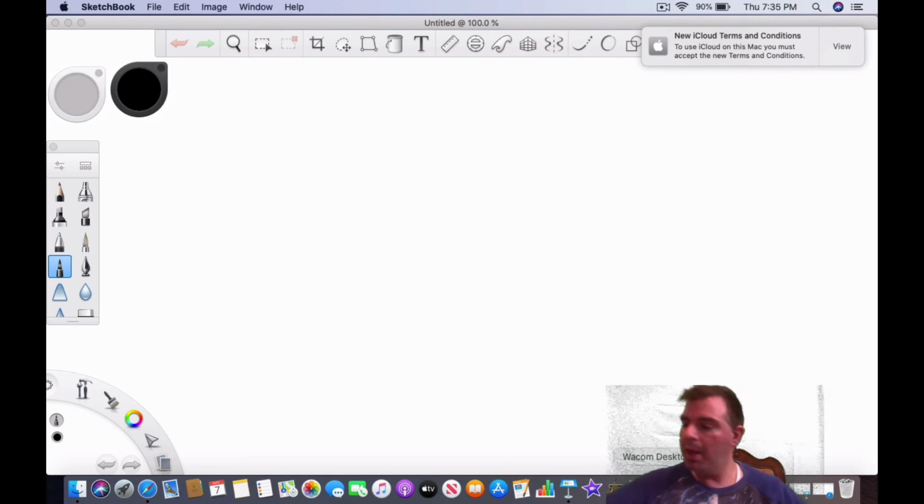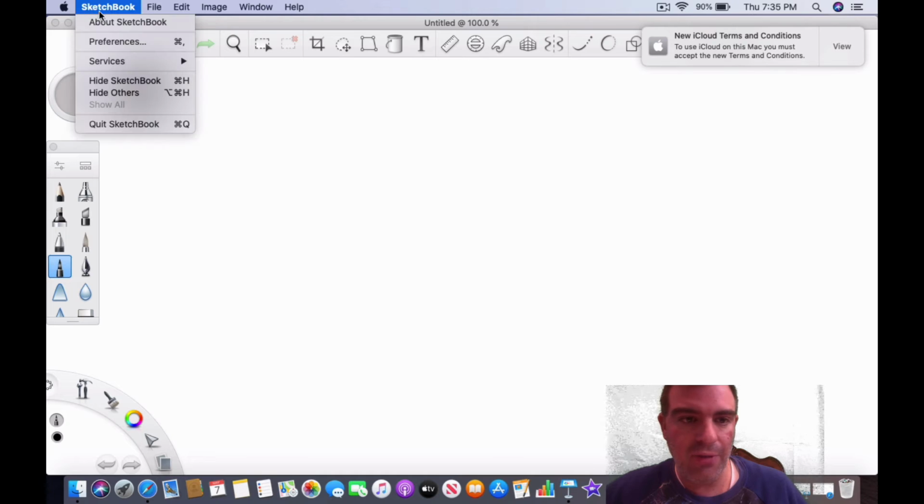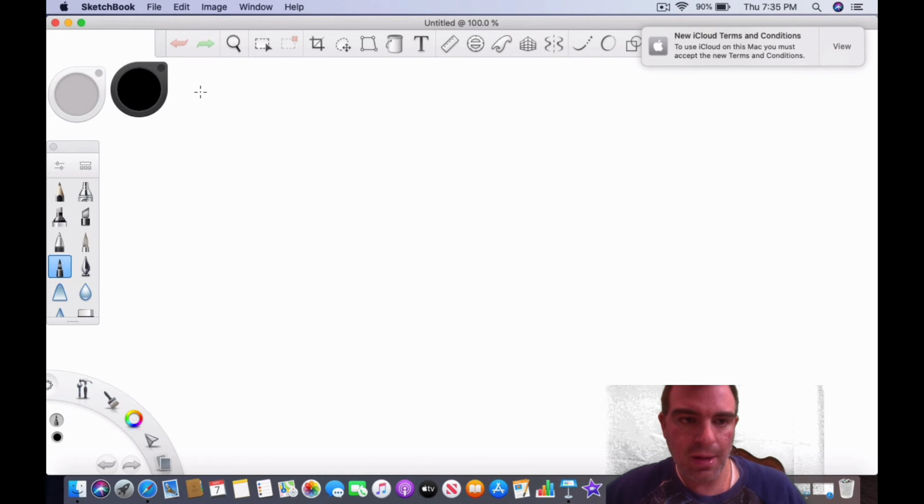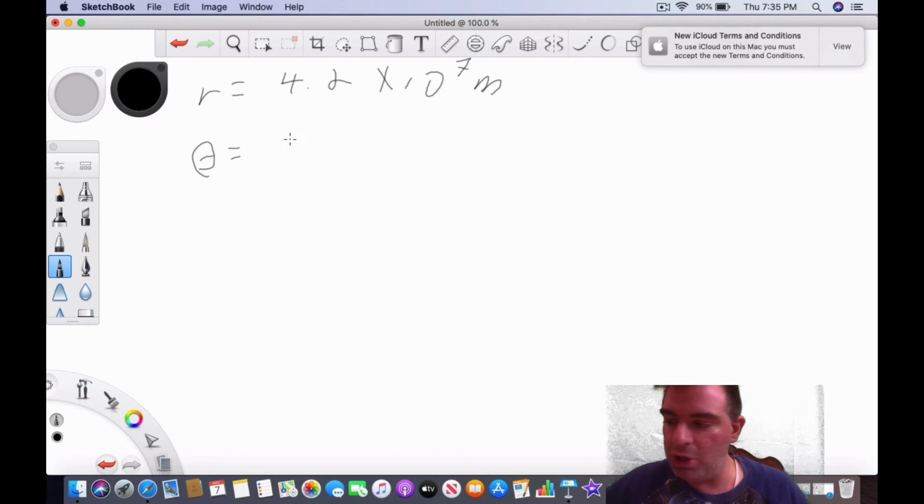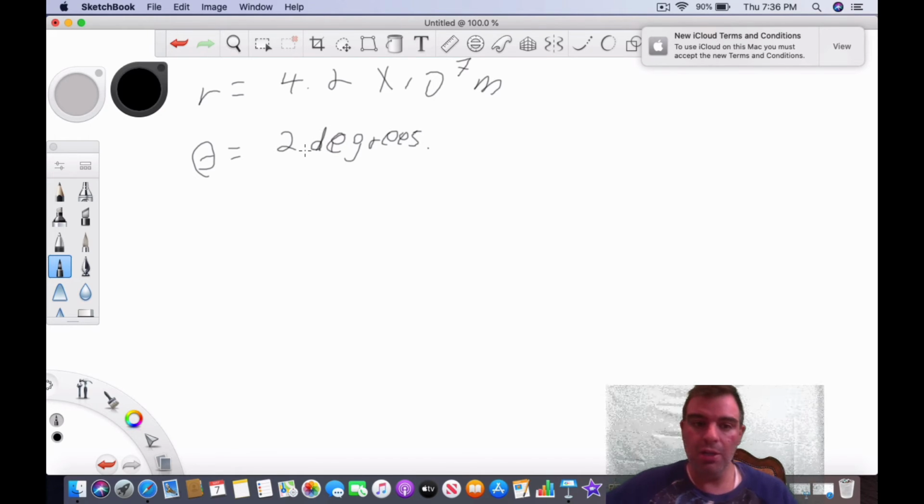Okay, let's open it up and let's check this out. So they gave us the radius. It is simply 4.2 times 10 to the 7th meters, and the theta, the degree separation, that is of course 2 degrees. And here we arrive to our first problem. Okay, they're giving it to us in degrees. So what do we basically say? We basically say that we need it in radians. Okay, so we got to convert degrees now into radians.